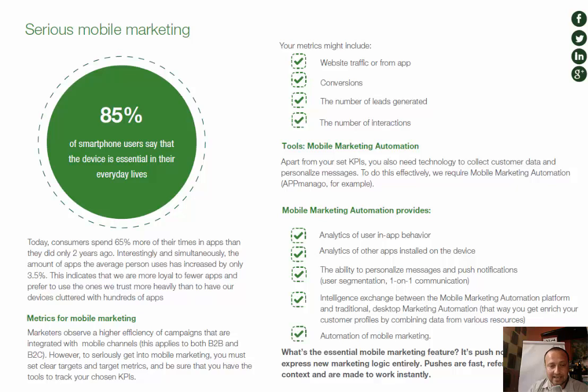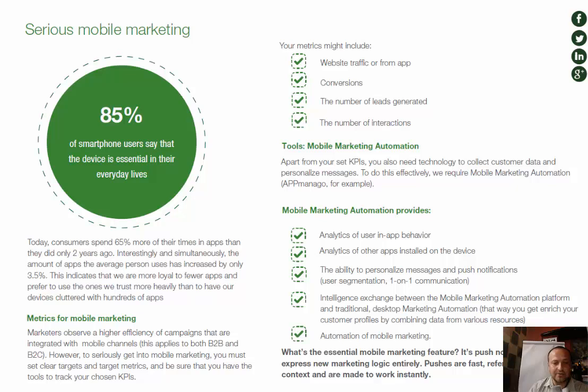This indicates that we are more loyal to fewer apps and prefer to use the ones we trust more heavily than to have our devices cluttered with hundreds of apps. Metrics for mobile marketing. Marketers observe a higher efficiency of campaigns that are integrated with mobile channels. This applies to both B2B and B2C.